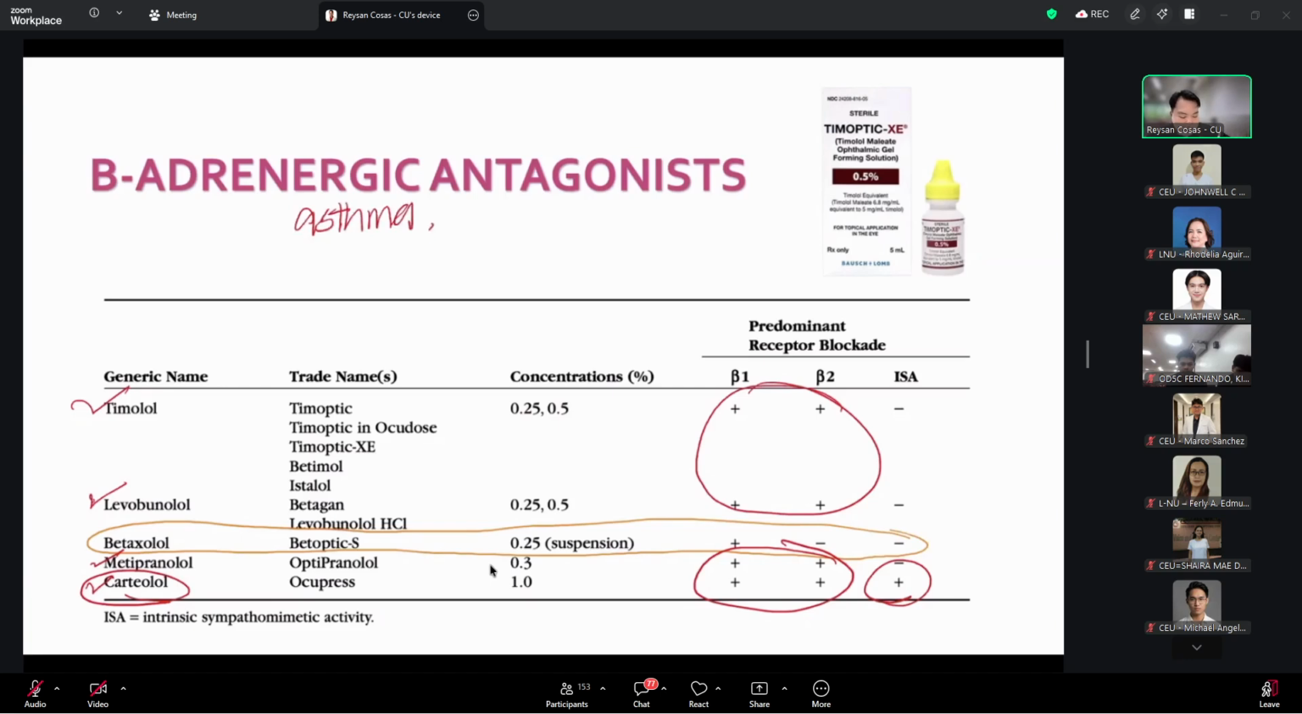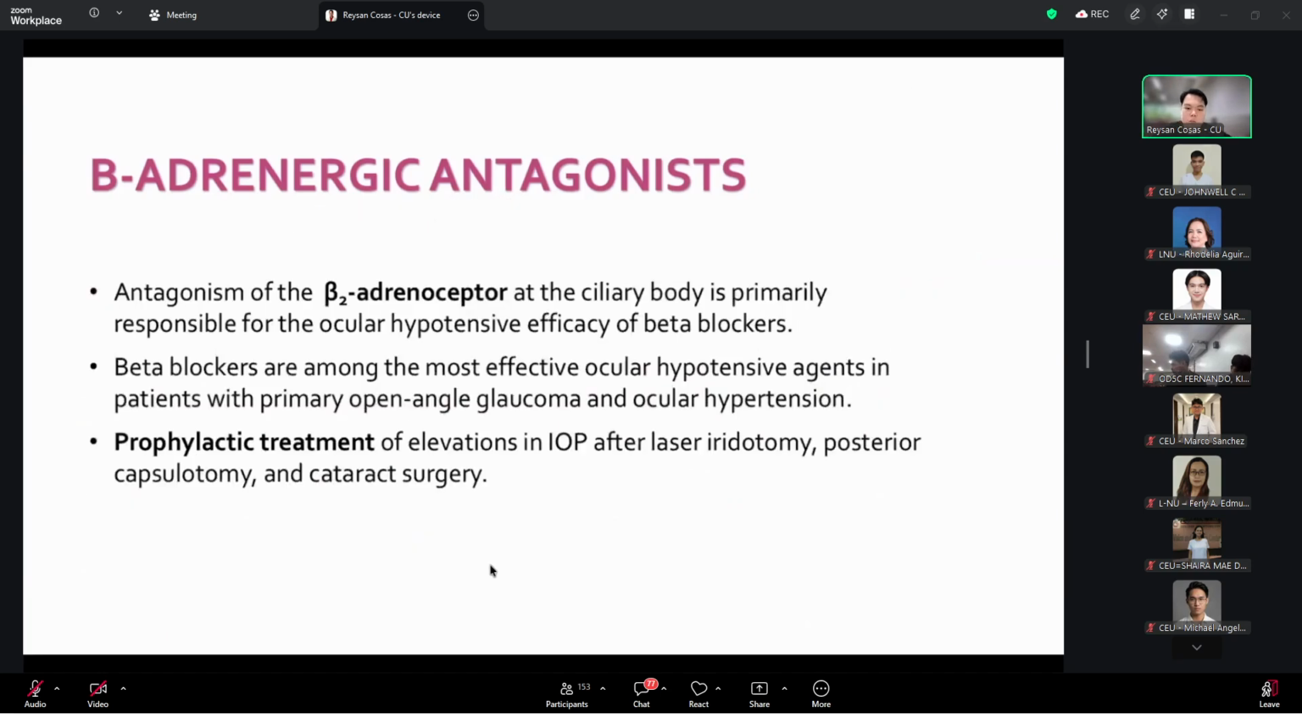Asthma and COPD, because the non-selective beta blockers could block the beta 2 receptor. Okay, so ano bang meron sa mga beta blockers? Along with the prostaglandin analogs, beta blockers are also among the most effective ocular hypotensive agents in patients with primary open-angle glaucoma or incidences of ocular hypertension.